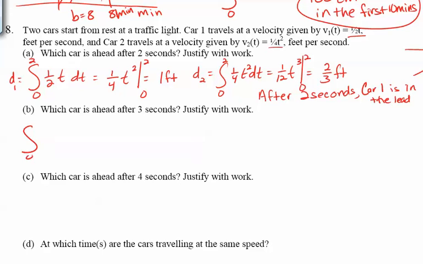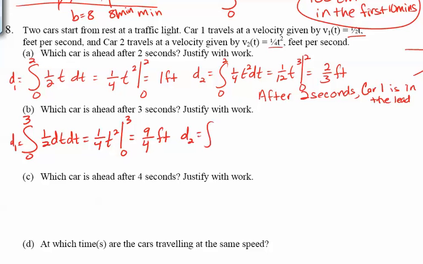All right. So what about after 3 seconds? Well, do we need to rework each of these? You want to show your reader what it is that you're doing, but of course we've already done our antiderivative, so we need to evaluate from 0 to 3. So 1/4 of 9, so this car would be at 9/4 foot, and that's for car 1. And the distance for car 2 after 3 seconds, we would evaluate our 1/12 t cubed from 0 to 3. So we would have 1/12 of 27. So 27 over 12, we can divide by 3 and get 9/4 feet.